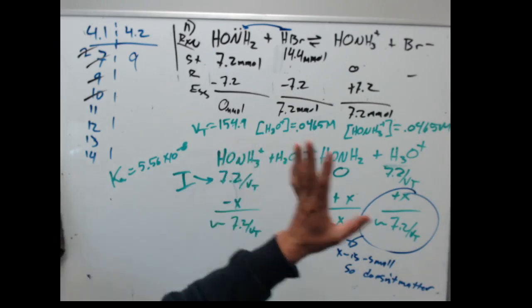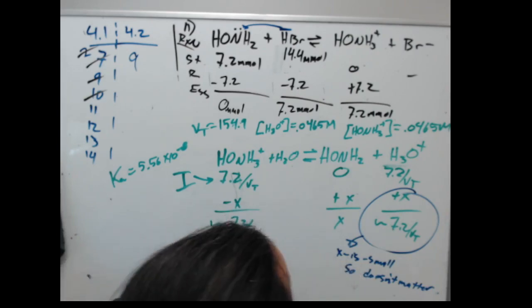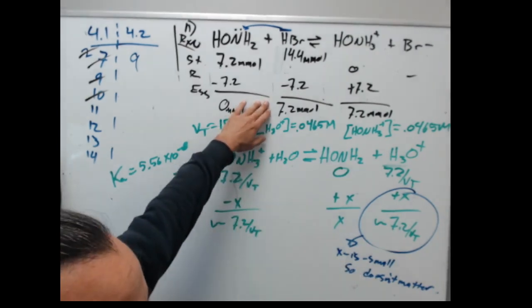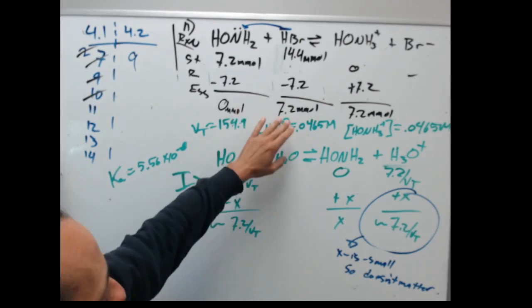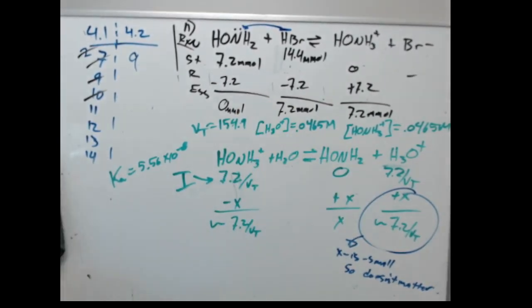Sorry, I didn't know you were looking at number 9 still. So once we have our millimoles at the end of the reaction, and we divide by our total volume to get our concentrations, we can ask this question of, did I need to bother doing the equilibrium table?